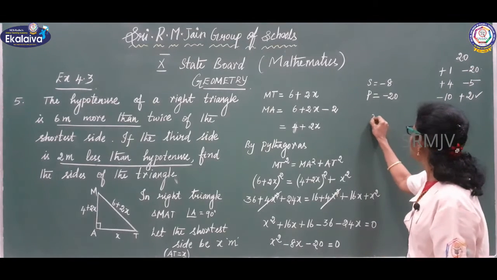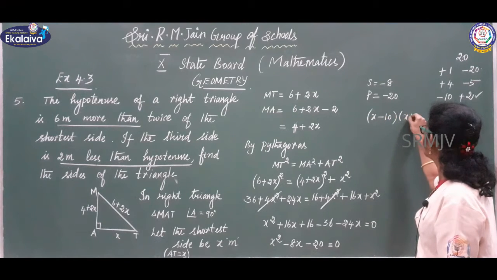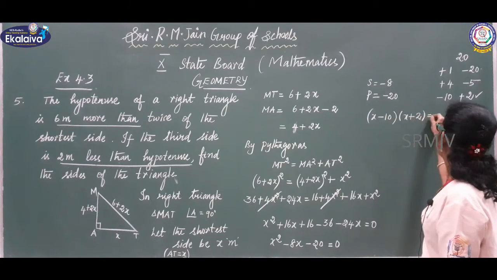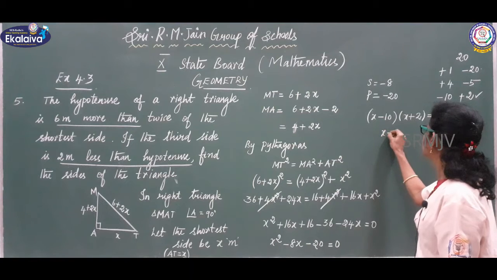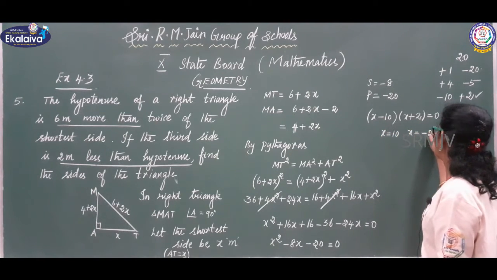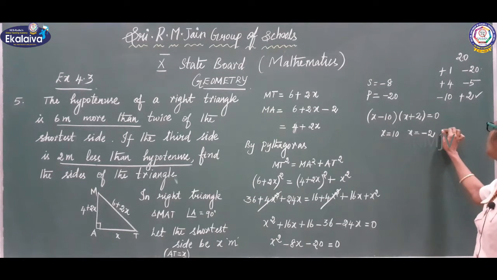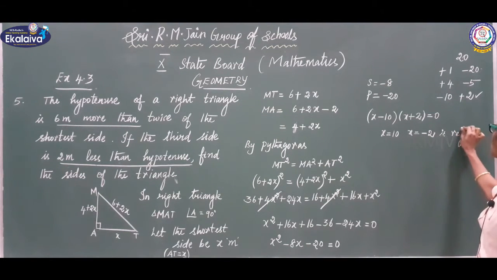Now, x minus 10, x plus 2 equal to 0, x is equal to 10, x is equal to minus 2. The measurement cannot be negative. So, x is equal to minus 2 is rejected.